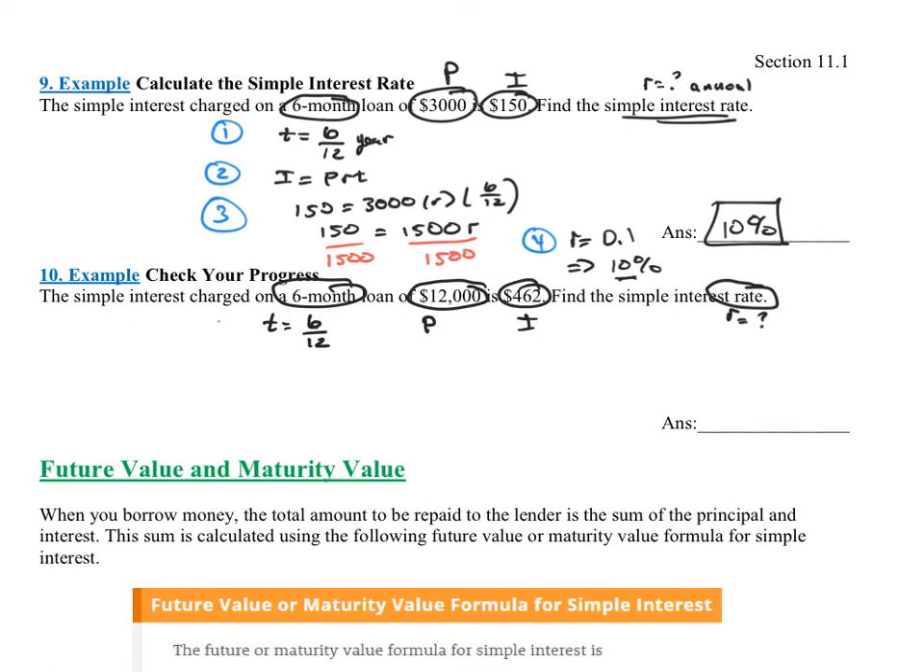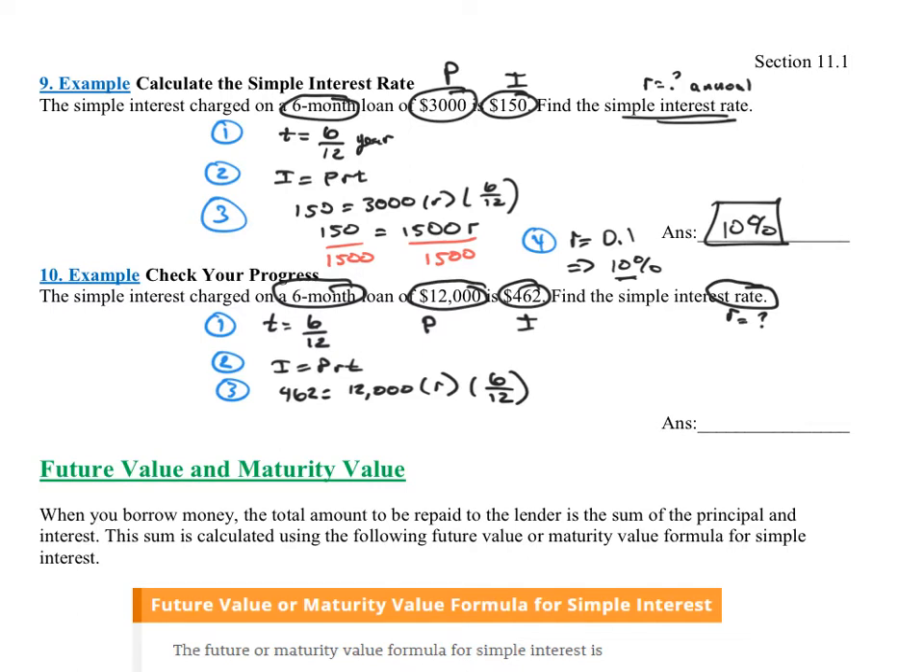Again, that's step 1. Step 2, again, no different. Write down that formula. We know that I equals PRT. Step 3, plug in what you know. I know the interest is $462. I know that our initial principal was $12,000. I know the rate is R. I actually don't know the rate. And I know the time in years is 6/12. Again, it has to be in terms of years.